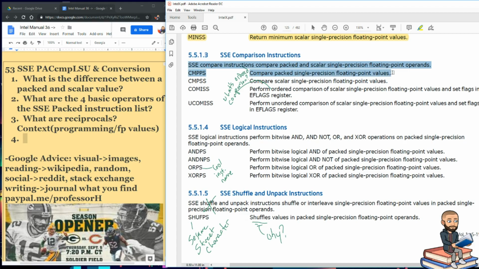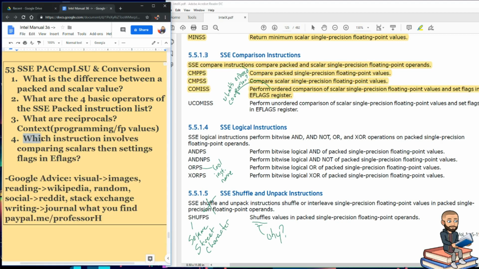So CMPPS to start with, CMPSS. COMISS is an interesting one. This is where you're going to perform an ordered comparison of scalar singles and set flags in the EFLAGS register. So a good question would be, which instruction involves comparing scalars then setting flags in EFLAGS? And the answer would be COMISS, however you pronounce that.